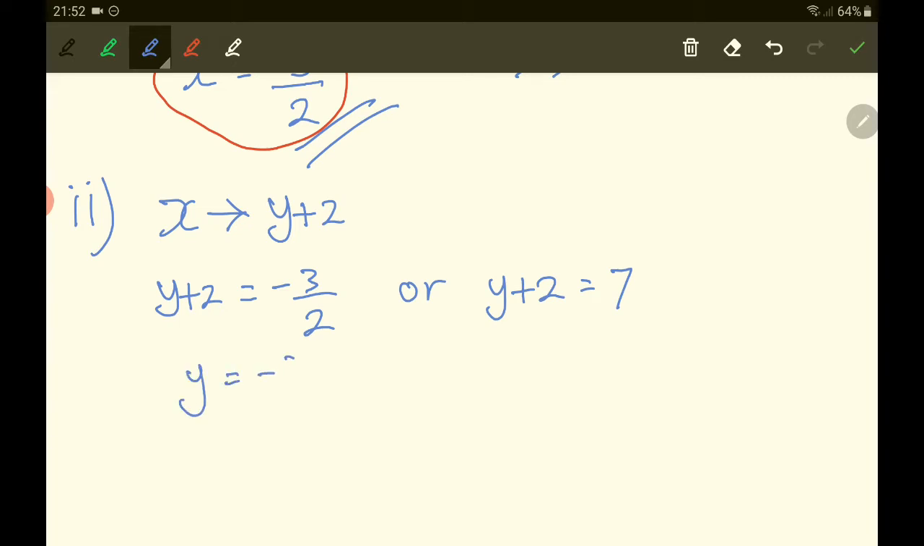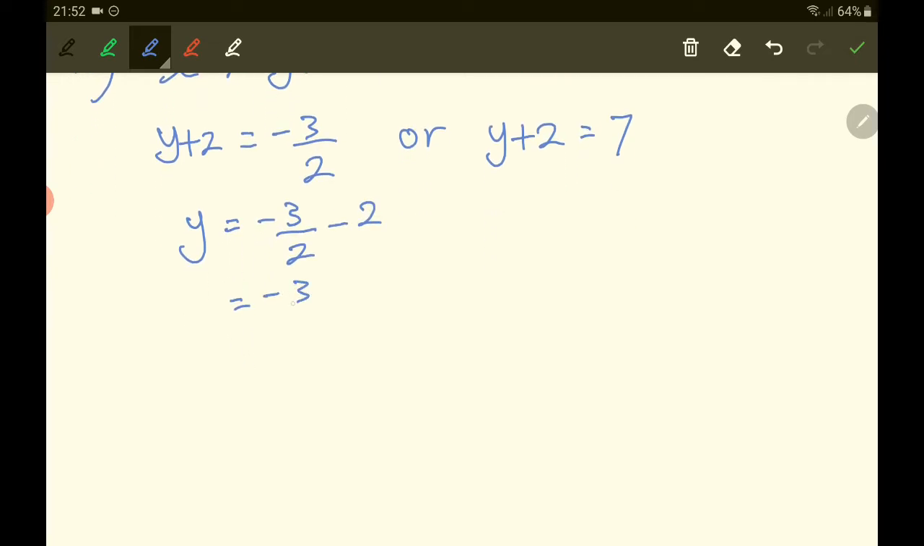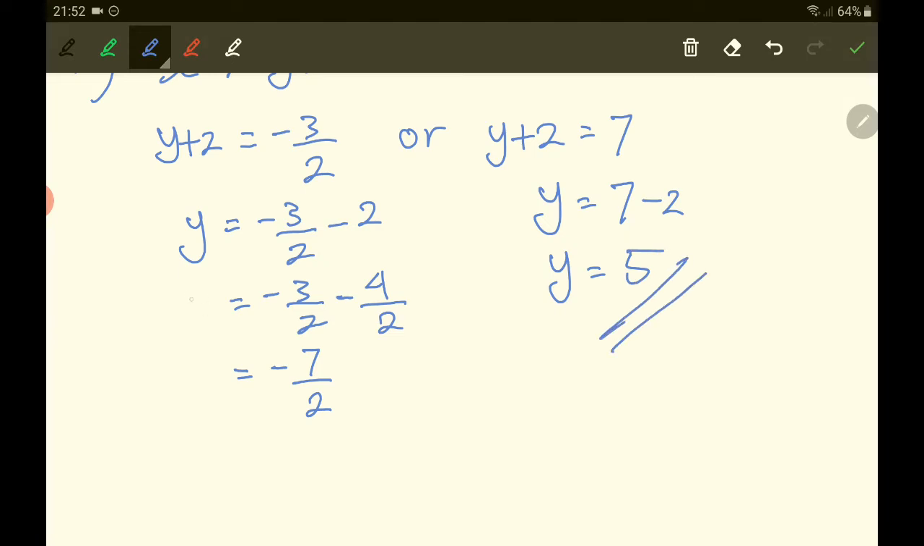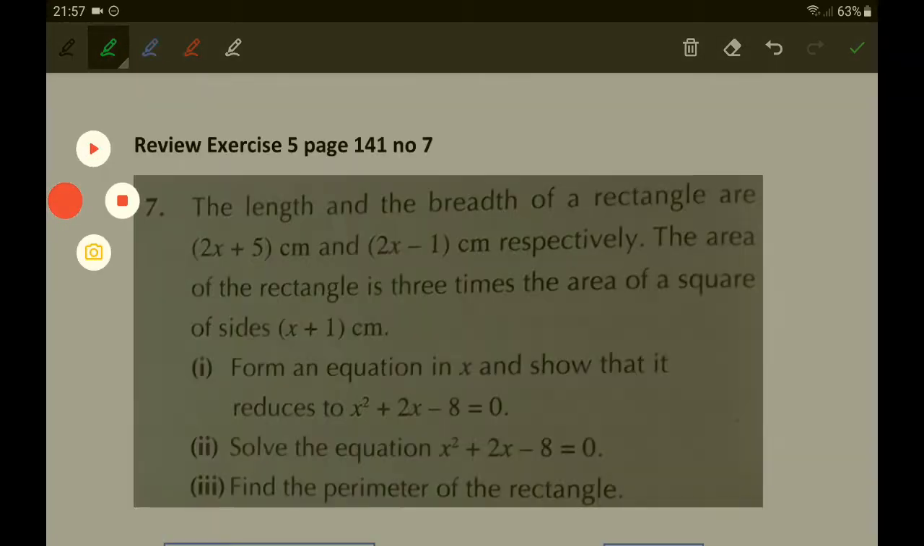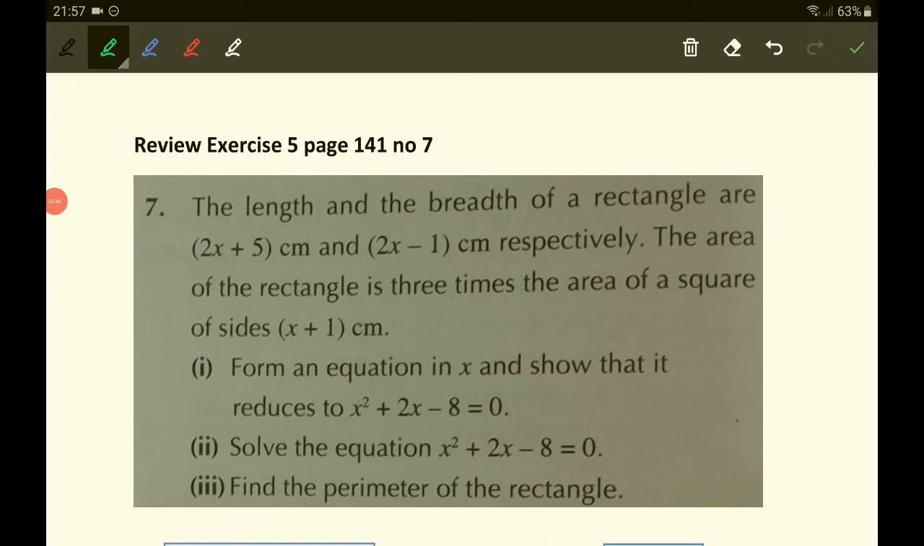When y plus 2 equals minus 3 over 2, I move 2 to the right, so y equals minus 3 over 2 minus 2. Here I change 2 to 4 over 2, so minus 4 over 2, and we get minus 7 over 2. This is the value of y, or y equals 7 minus 2, so y equals 5. So there are two possibilities again: y equals minus 7 over 2 or y equals 5 for the second part. I think that's it.